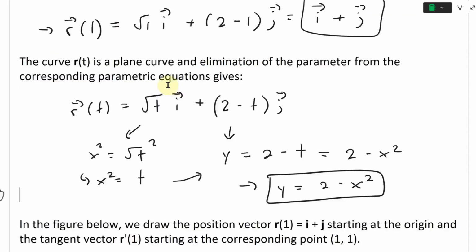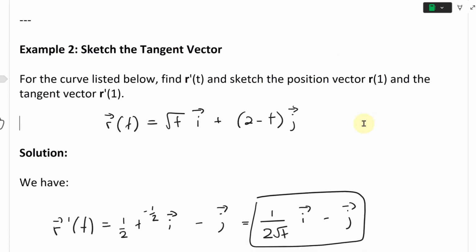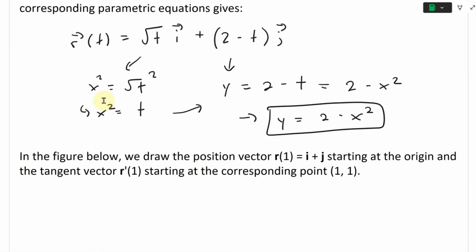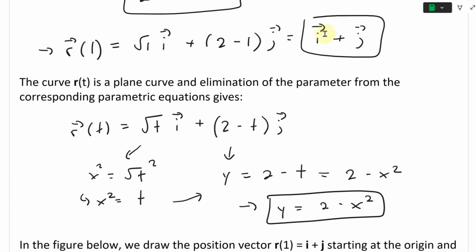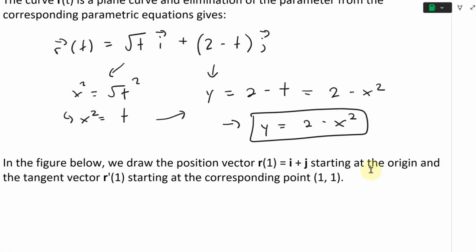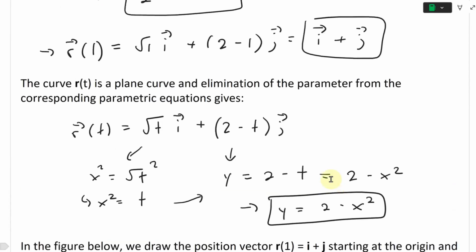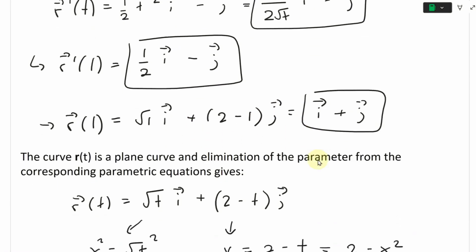All right, now we're asked to sketch the position vector r of t and the tangent vector, r prime of t. So let's draw these out. In the figure below, we draw the position vector r of 1 equals i plus j, starting at the origin, and then the tangent vector r prime of 1 starting at the corresponding point 1, 1.